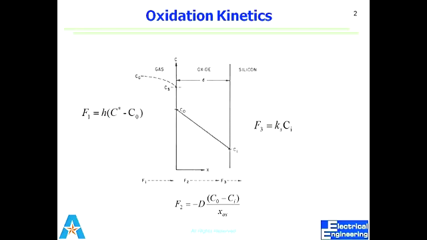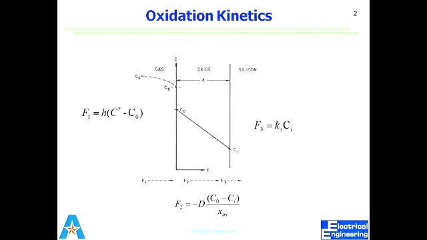Anybody? F3 means the third step. What happens in the third step? In the third step, they chemically react with each other. So first step, oxygen reaches the wafer. Second step, it diffuses through to reach the silicon. Third step, they react with each other.